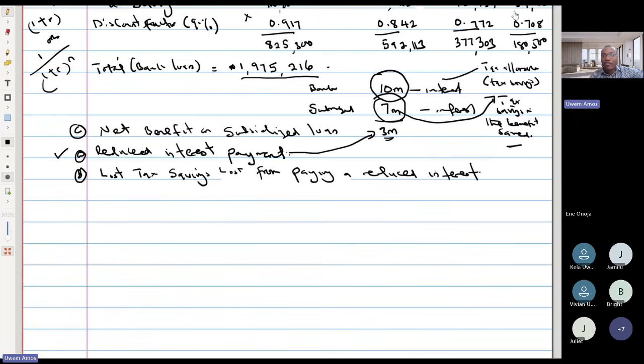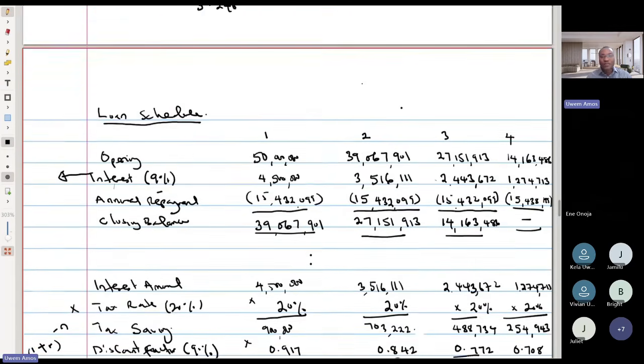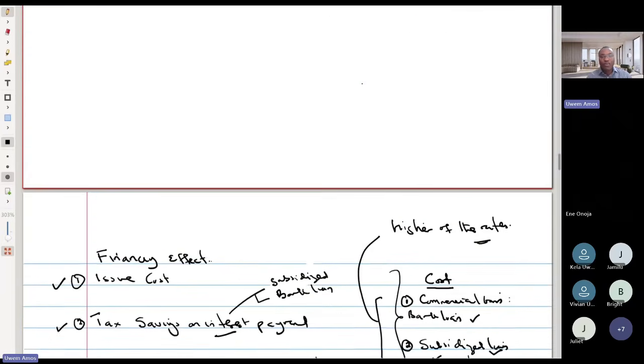Okay, so let's do this quickly. The first thing is, what is the net benefit from the reduced interest payments? So let's do that part quickly. Net benefit from reduced interest. Okay. If the company had gone for the bank loan, what would have been the interest rate that they would have paid?